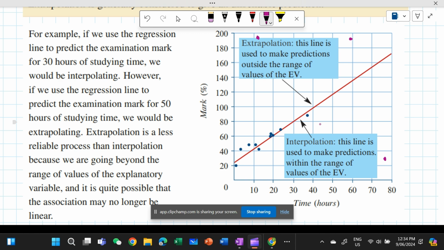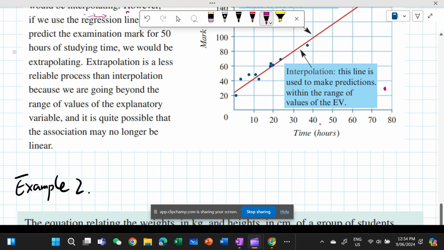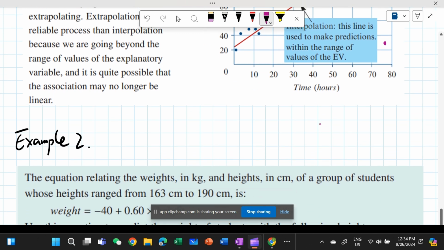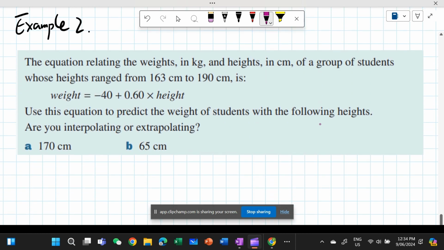So for example, if we use the regression for examination marks with 30 hours per period, that is interpolating. However, if we use the regression line to make a prediction for 50 hours of study time, that would be extrapolation, which is less reliable, because we are going beyond the range of the explanatory variable, and it's quite possible that the association may no longer be linear. That's very interesting. Now, example 2.